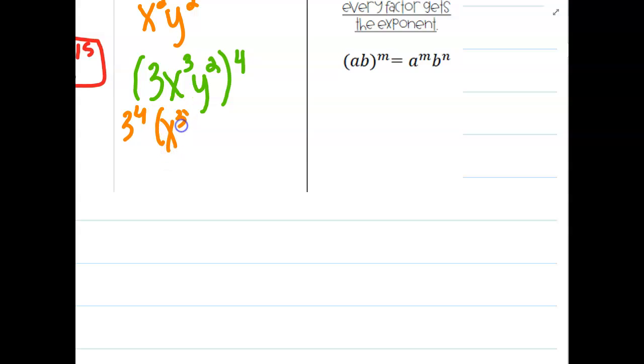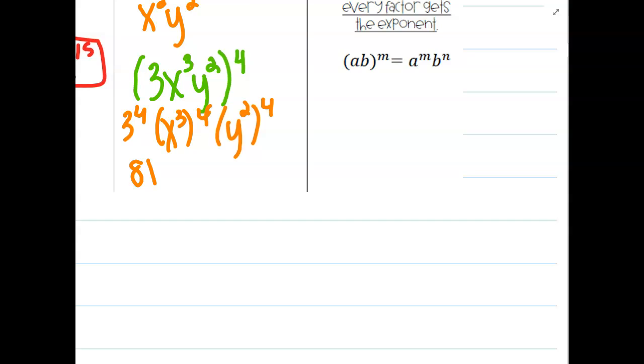And x cubed times x cubed times x cubed times x cubed, which is x cubed to the 4th power, and y squared times y squared times y squared times y squared. Right? Everything is getting multiplied by itself 4 times. Everything gets raised to the 4th power. So we would take 3 to the 4th power, which is 81.